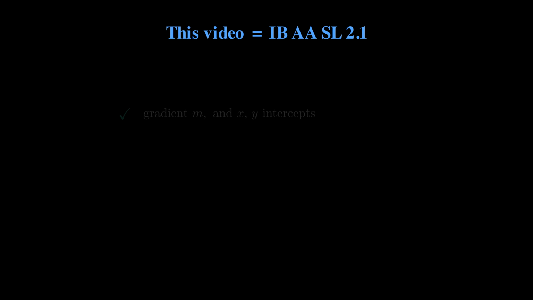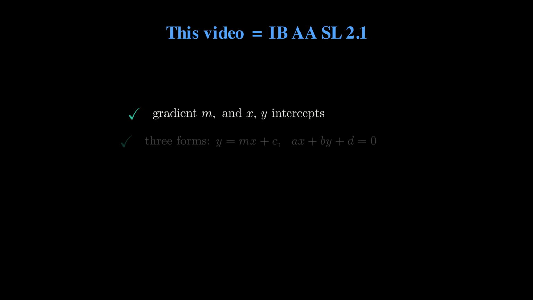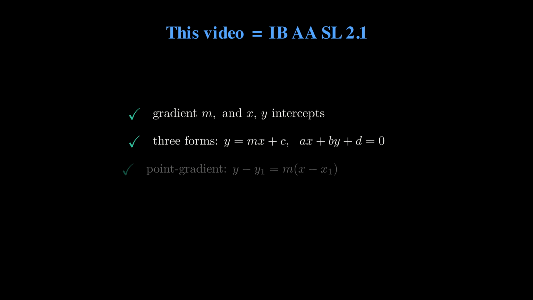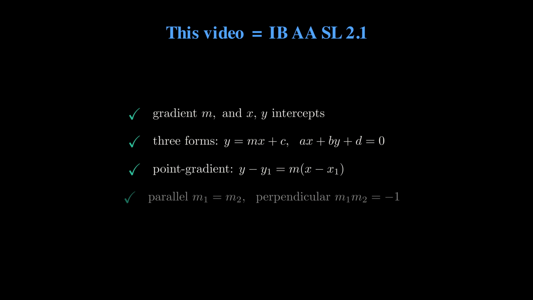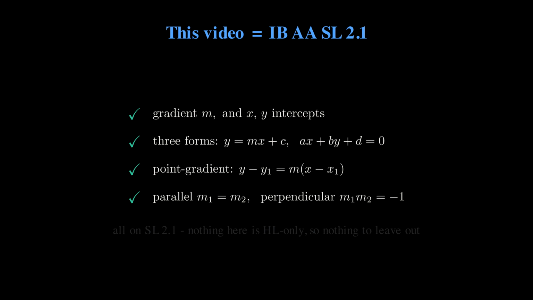Here's exactly what we cover, straight from the syllabus. Analysis and approaches, Standard level 2.1. The gradient of a line and its intercepts with the axis. The three standard forms of a line's equation, including the point gradient form, and the parallel and perpendicular conditions. Every one of these is on SL 2.1, and none of it is HL only. So there's nothing to skip.